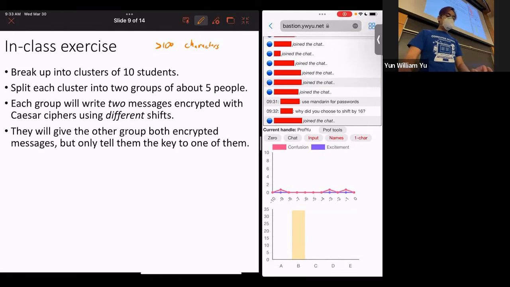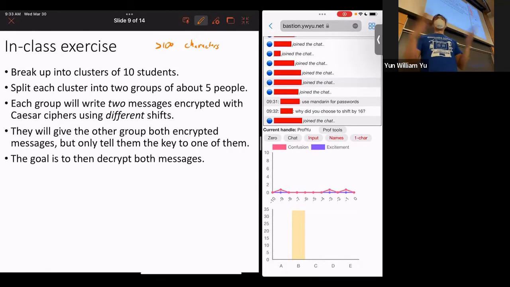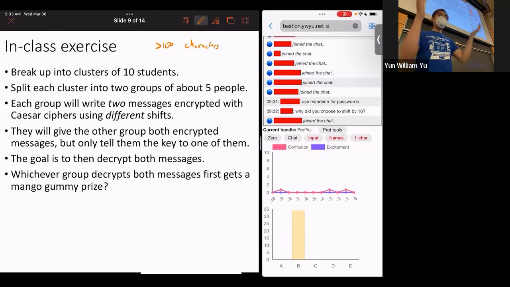And then you're going to give the other group both of the messages and tell them the key to only one of them. So in this case, when you tell them both the key and the message, it's as if you're Alice talking to Bob. So you're sharing the key and you're just sending it, so it's easy to decrypt. But in the other case, you don't tell them the key, and so it's as if the other group is pretending to be Eve. They've eavesdropped on the message, but don't have the key. And the goal is then to decrypt both messages. And whichever of your groups decrypts both messages first gets a mango gummy prize.